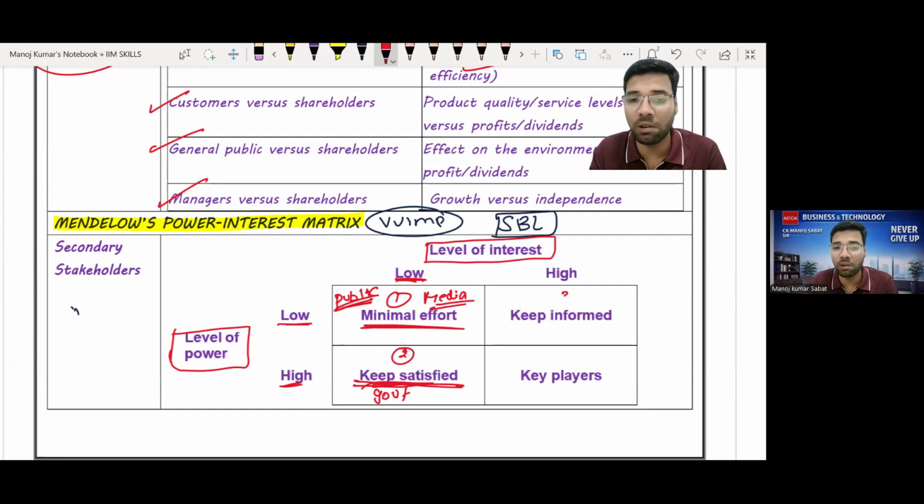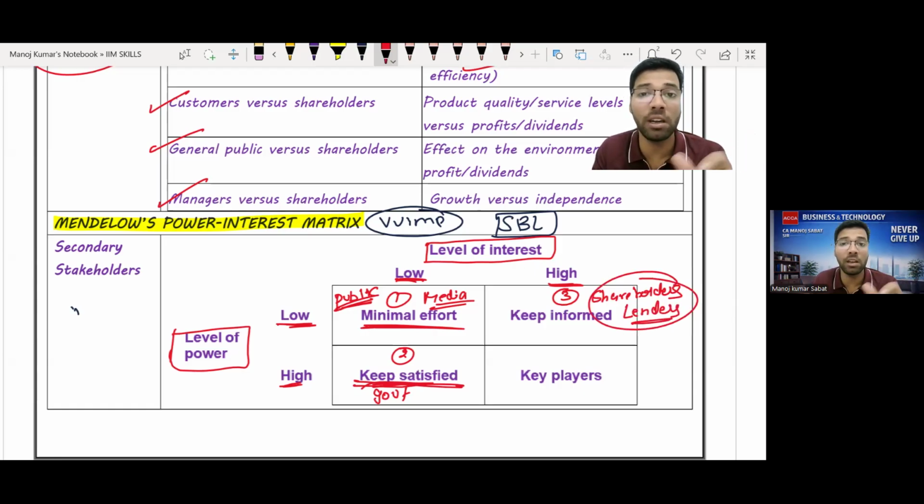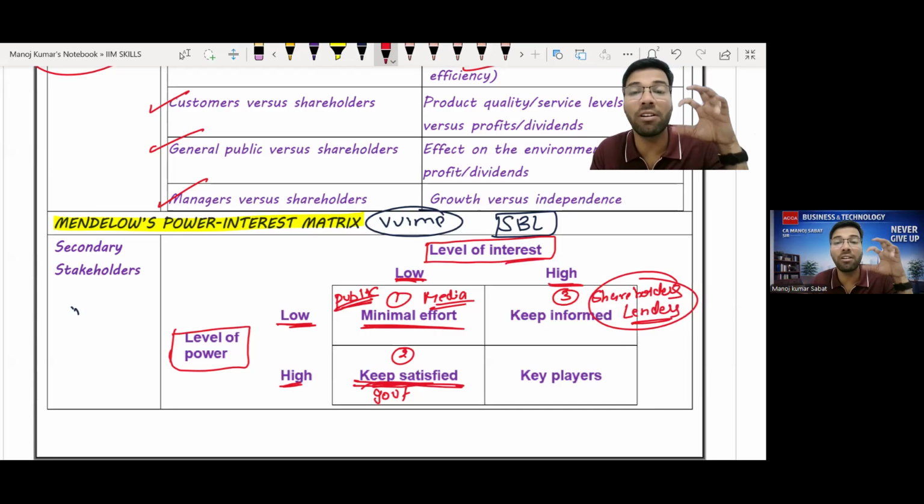And then comes our box number 3, which is a combination of high interest and low power. They have more interest, but cannot exert as much power, such as shareholders. Understood? And we can say lenders. They are highly interested. Why? Because without their money, there is no business. But they will not come to your organization and participate in day-to-day business. There is a high level of interest, but the power they can show over your day-to-day transactions is relatively less.